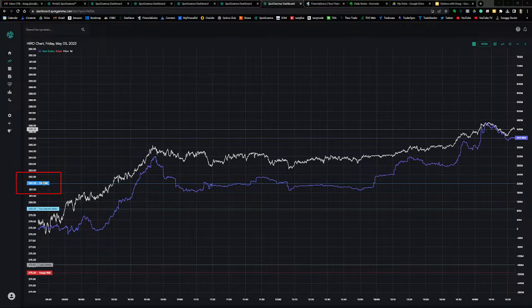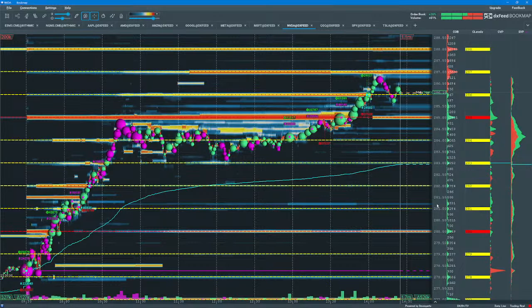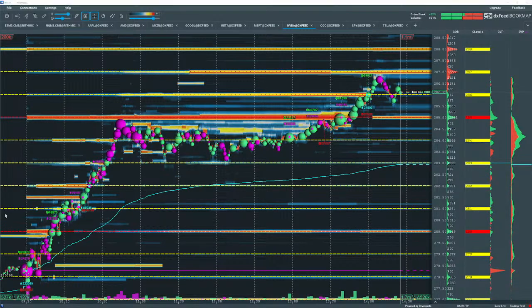All right, so we're noting the call wall breach in NVIDIA. So let's take a look at NVIDIA again, that 282 strike. We'll go to Bookmap again. So there's the 282 level right there, call wall. And typically you would expect that level to act as resistance, but there are a couple of factors in play here.